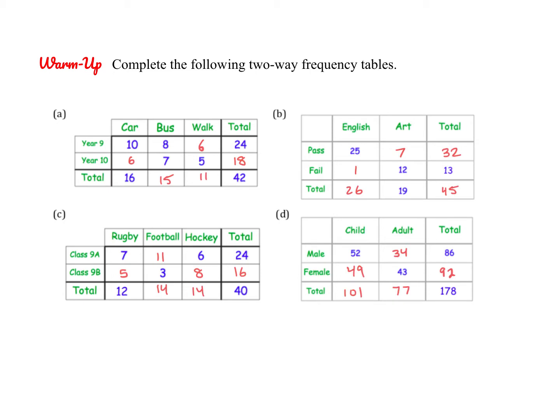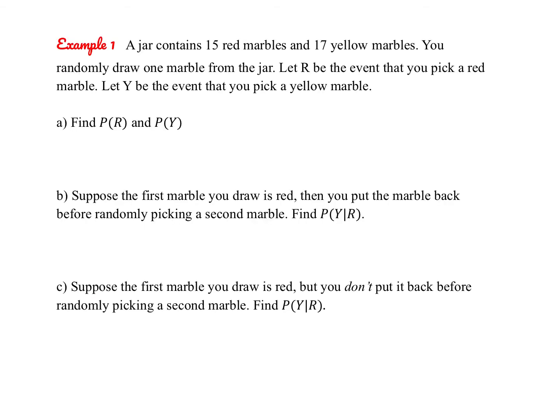Remember, you can use the totals going across the rows, or the totals going down the columns, or the totals in the final column or the final row to help you work your way backwards to fill in the missing boxes for any two-way frequency table. All right, so again, today we're going to be talking about what are called independent events. We're going to start by looking at this general example.